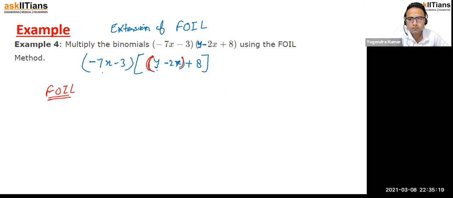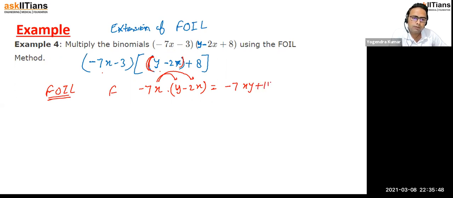FOIL method. So first we need to multiply, right? So F will be what? Minus 7x times y, minus 2x. This is what we got. Do we know this? I think we have done this already, practice. Okay, can we write it like this? Minus 7xy, and what here? This further we will multiply: 14x square, right? This is what we got. Minus 7xy and plus 14x square, right?